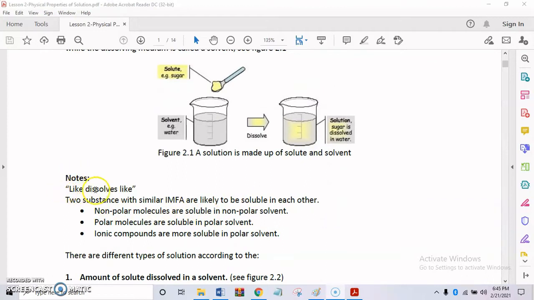Notes: like dissolves like. Two substances with similar intermolecular forces of attraction are likely to be soluble in each other. When we say soluble, it means they are interacting with each other. And when we say insoluble, they don't interact with each other. The like dissolves like rule is: nonpolar molecules are soluble in nonpolar solvents.